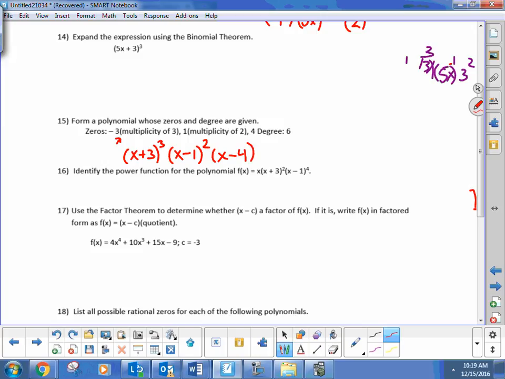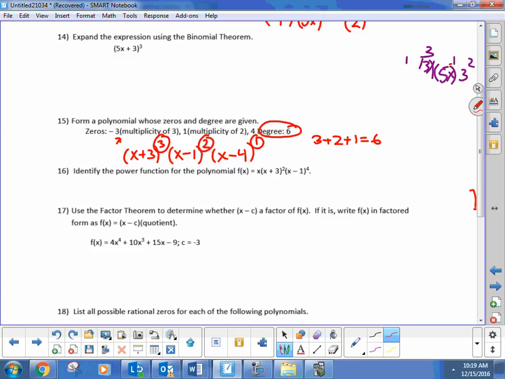Minus 4, and there you go. Now, the way you guarantee that it is a degree 6, this last part, is that these all add up. Basically 3 plus 2 plus 1. 3 plus 2 plus 1 is guaranteed to be 6. So that's how you get the degree.